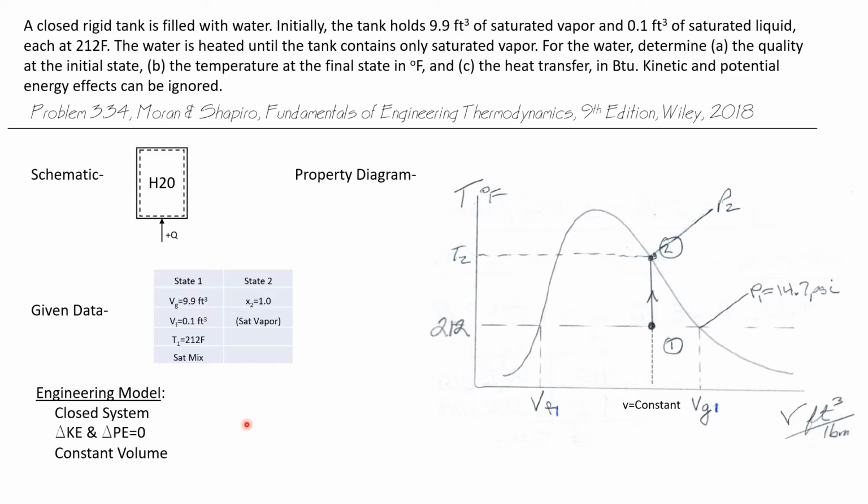To model this problem, we're going to recognize we're dealing with a closed system, that we're going to ignore any changes in kinetic and potential energy as being insignificant, and that it's a constant volume process. Specifically, we want to find the quality at state 1, the temperature at state 2, and the amount of heat transfer it took to cause this process to take place.